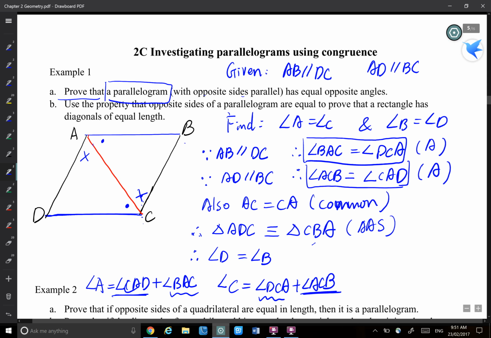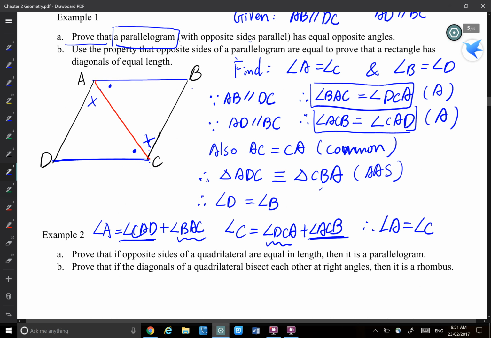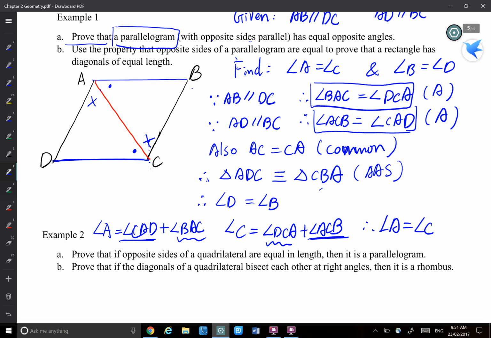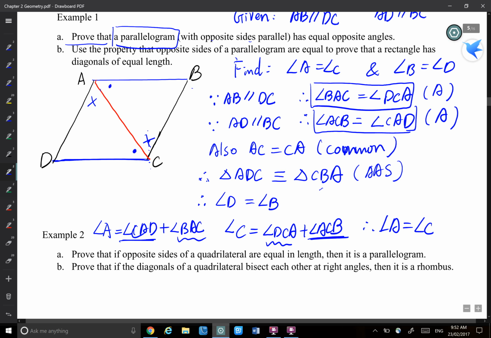So they are equal angles. Therefore, angle A will equal angle C. Okay, because you add them. This equals that, that equals that. You add them, they will give you the same values.